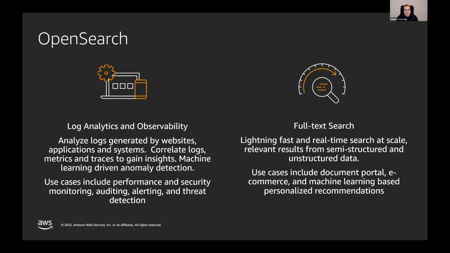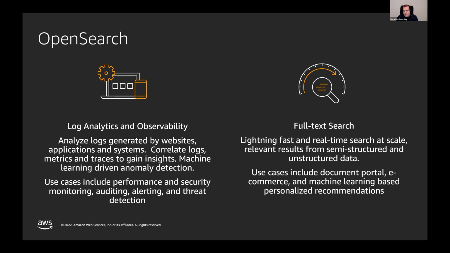Common samples are performance and security monitoring, observability, alerting, or auditing. The second and main use case is search and full text search. Our applications require very fast and real-time search at scale with relevant results from structured and semi-structured data. In this case, it includes document portal, e-commerce, and also machine learning personalized recommendations.